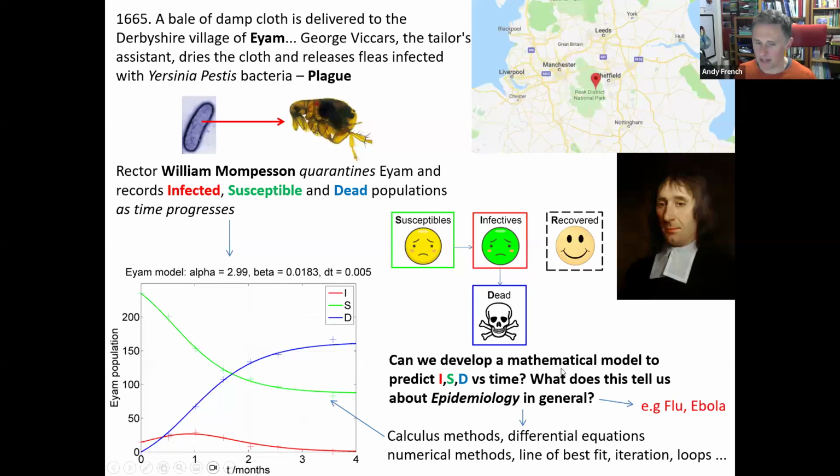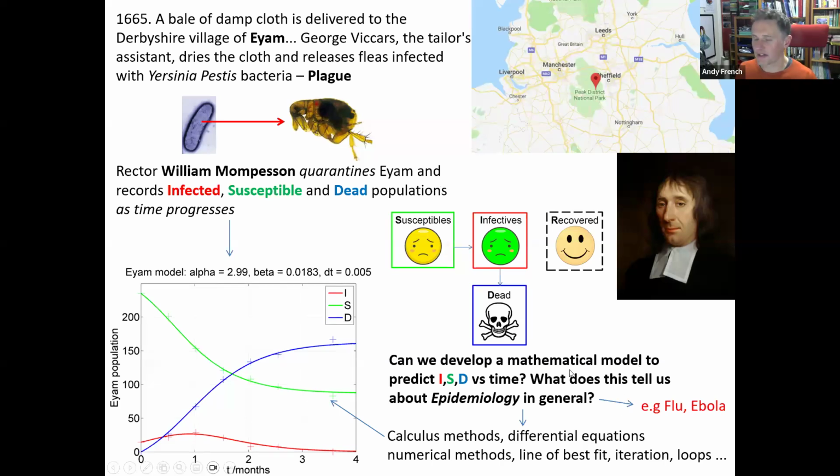So there we go. Can we develop a mathematical model to predict I, infectives, S, susceptibles, and D, dead, versus time? And what does this tell us about epidemiology, the study of epidemics in general? Epidemiology is not the study of the skin, that's epidermis. Epidemiology is about populations and usually associated with disease. It's actually a numerical topic, which I had no idea about until I started looking at this. So this is very much, as Professor Chung said, within the realm of applied physics.